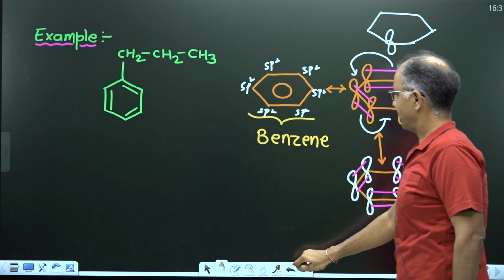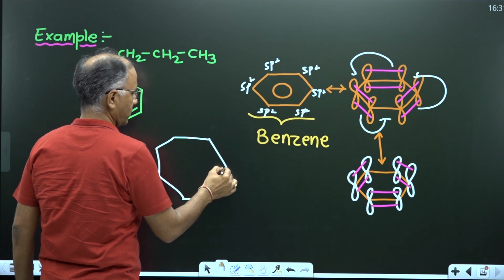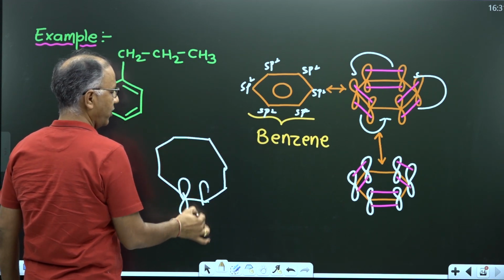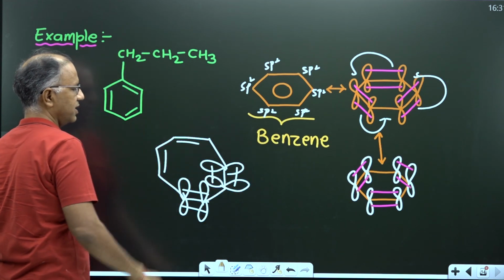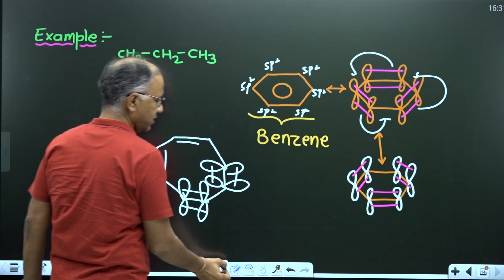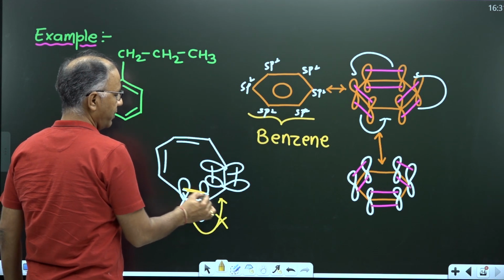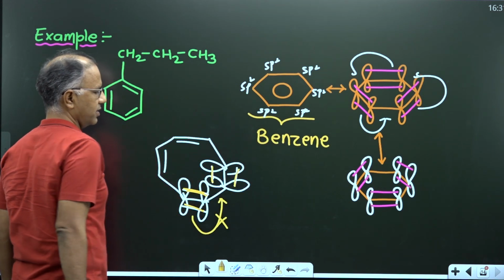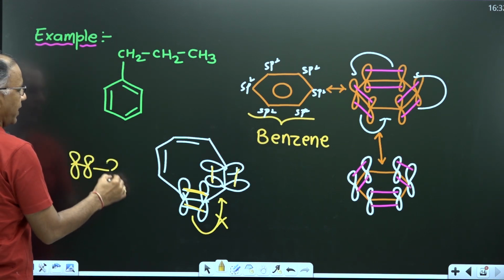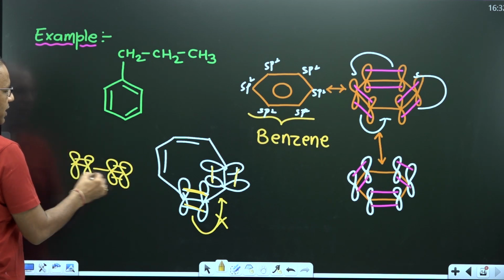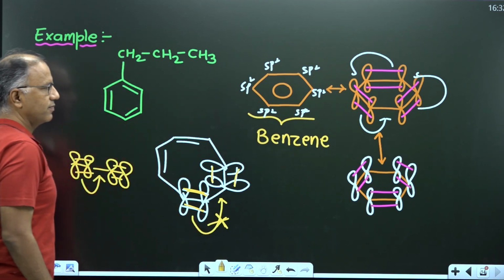Let us assume there is a pi bond and there is another pi bond. Let us consider this example. Now, in this case, there will be no resonance. We cannot move this pi bond because this p orbital and this p orbital are perpendicular to each other. In order to undergo resonance, the pi bonds must be parallel. If they are parallel, then there will be resonance. If they are perpendicular, then there will be no resonance.